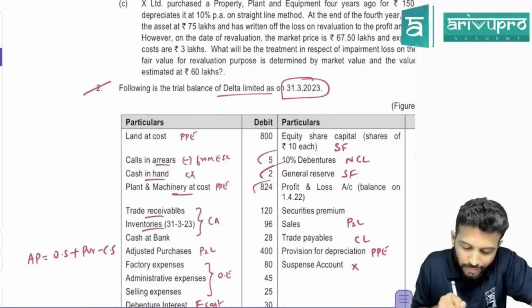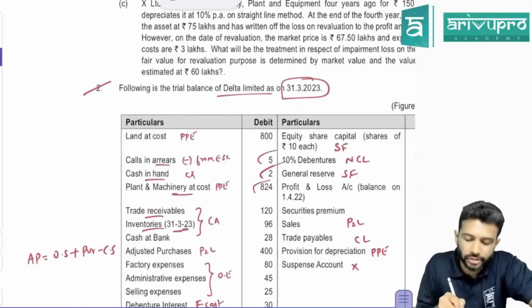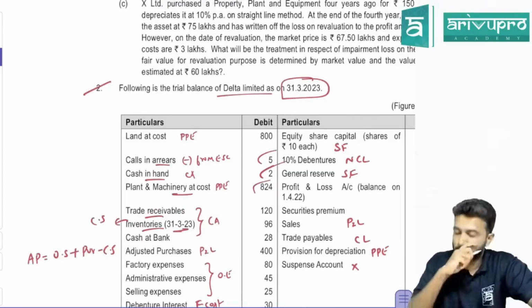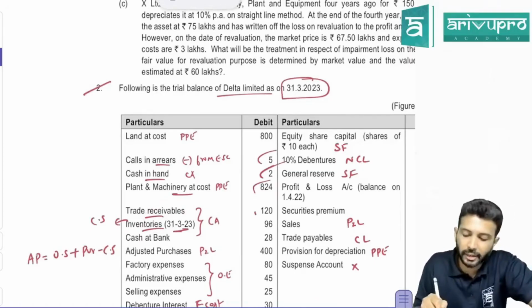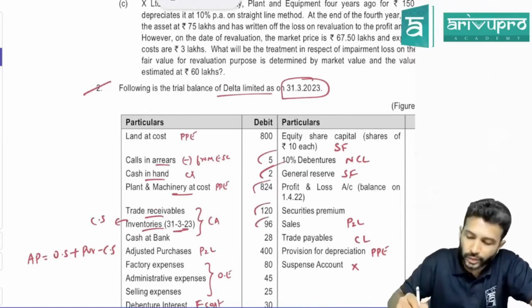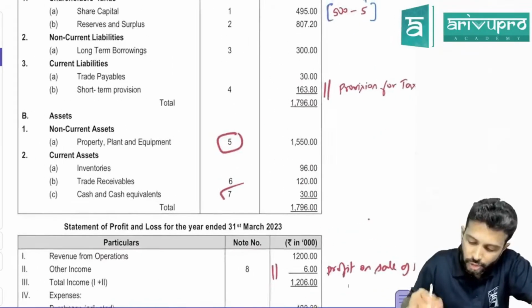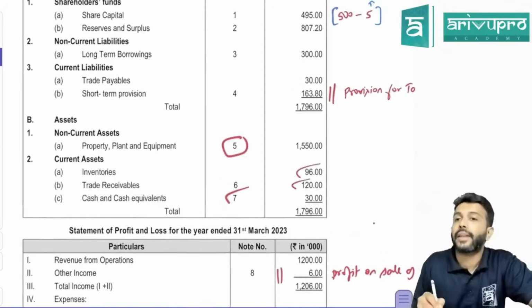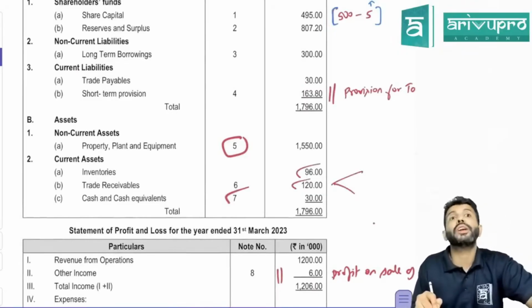Next, trade receivables, inventory. Inventory as on 31st March. So 31st March inventory is what, sir? Closing stock. So trade receivable and inventory, where will it come? In your balance sheet, current assets. So 120 and 96, check in your balance sheet if they are shown. So 120 and 96. Sir, for trade debtors also, you need to have a working note.